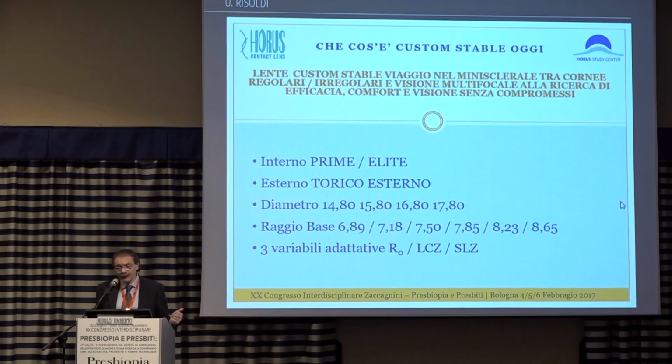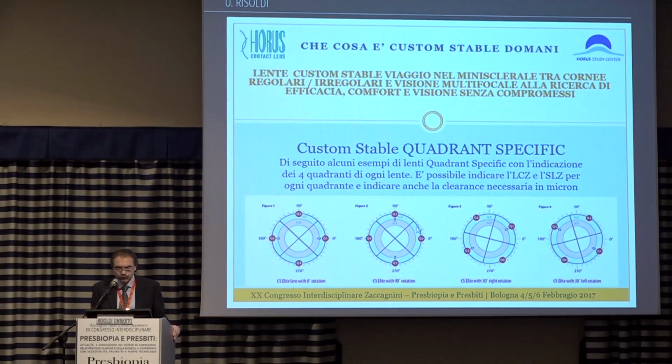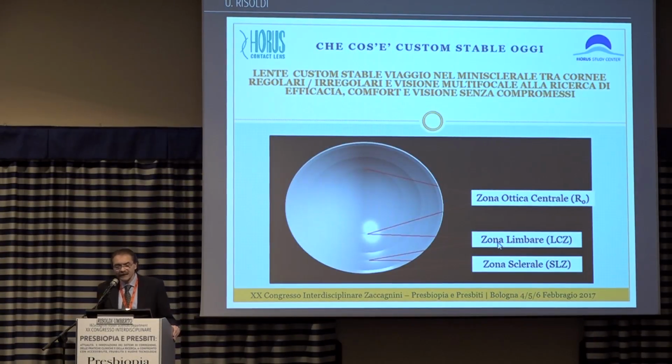There are 3 adaptation variables: the base curve, the scleral area, the limbal area, LCZ and SCZ. Let me show them to you. The central optic zone, which is in the base radius, is the first point we should focus on. Please consider that when we move from one radius to the other, you either increase or decrease by 200 microns. So choosing the right radius is important.